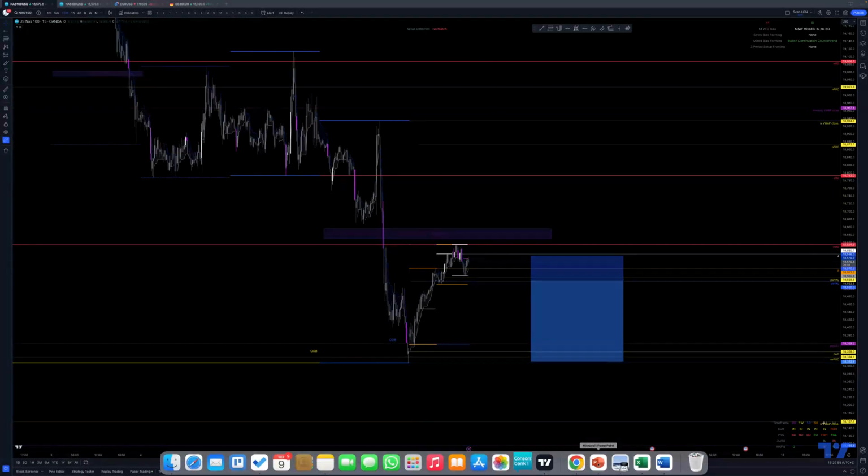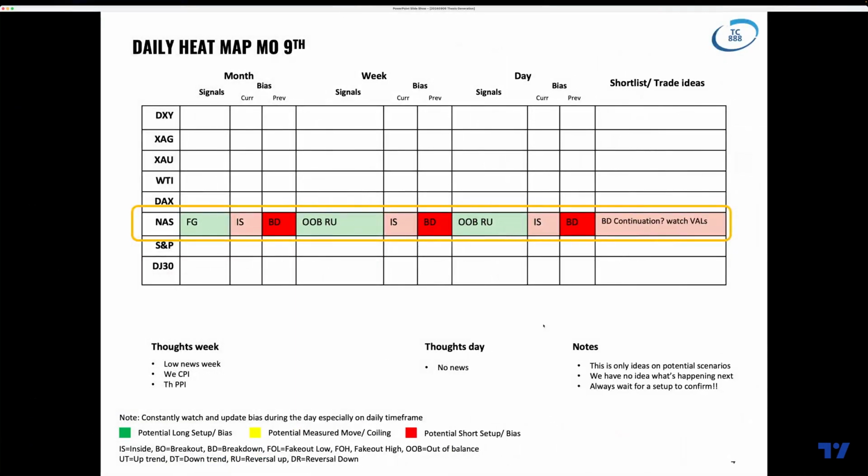Maybe we go one more time back to the heat map. There you see it. First green month we had. We are still inside the last month. Previous month broke down. We are on the weekly still inside in a breakdown situation, out of balance at the moment, in reversal up. Once we lose the previous week value area low, this is downtrend again.